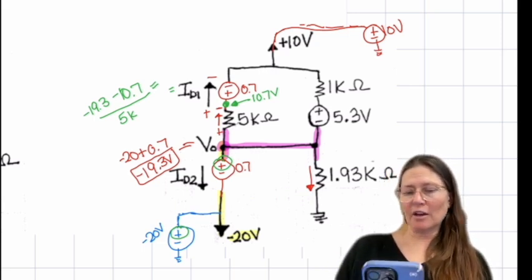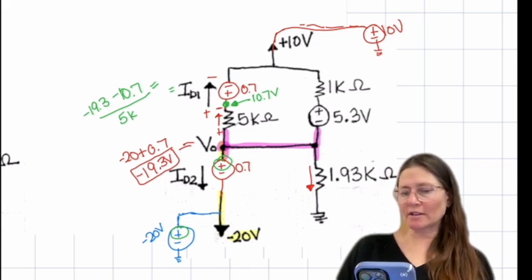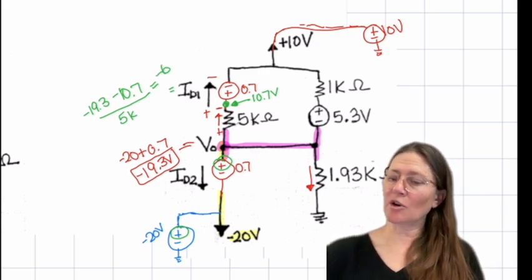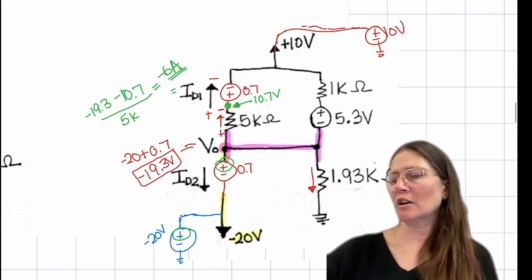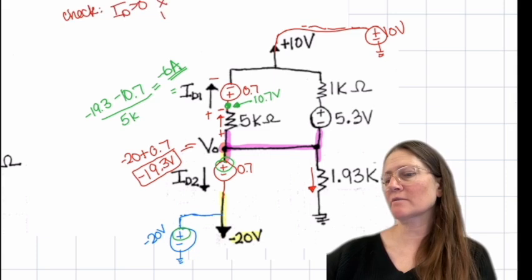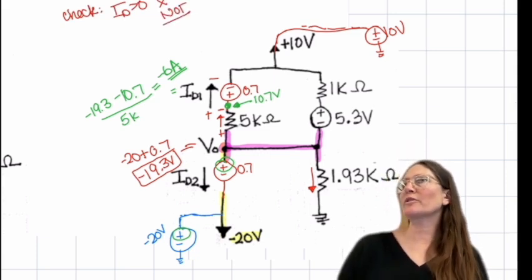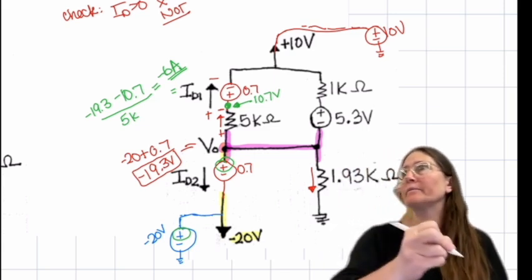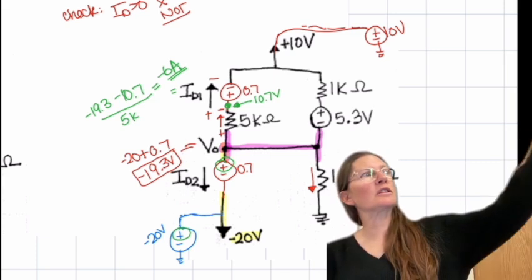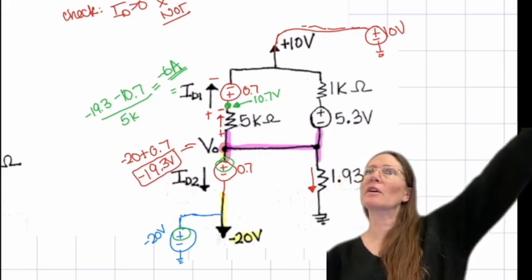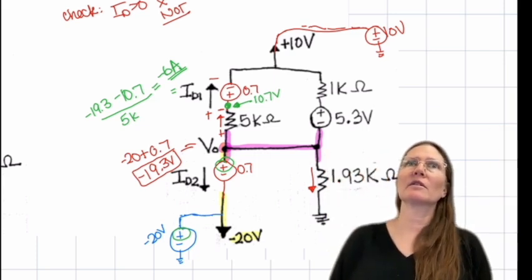So once I get the values, what do I need to do to check to see if these were accurate? Correct. So this ends up giving me a minus 6 amps. And then the check is that ID is greater than 0, which it is not. So we would say this is actually not on. Then I would maybe make the assumption that the bottom one is on and the top one is off.